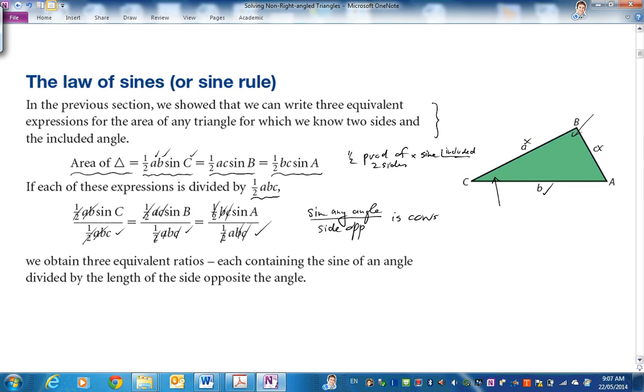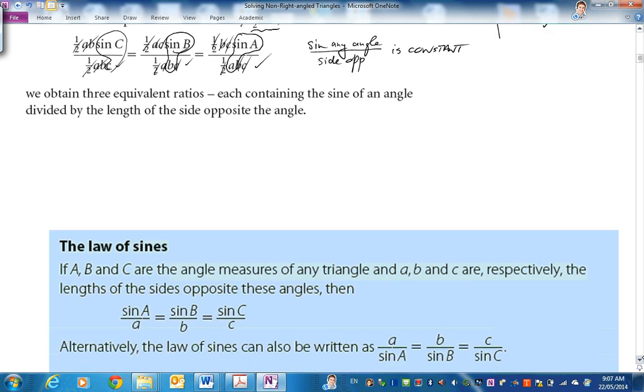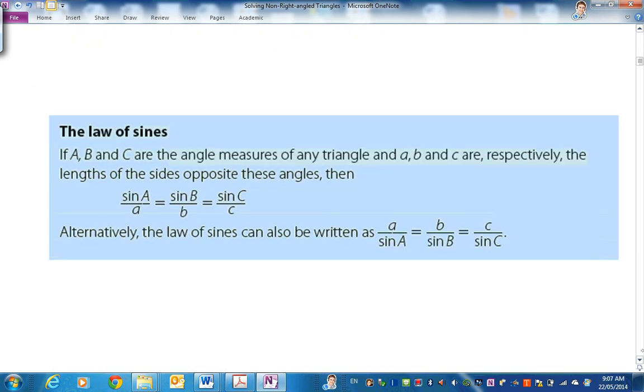If you do that for each angle, find its sine and divide by the side opposite. See there? Sine C over C, sine B over B, sine A over A. Interesting result. I think we have just done it. Okay, so here it is. We usually call it the sine rule. It's the law of sines, if you like, and this is what just happened.